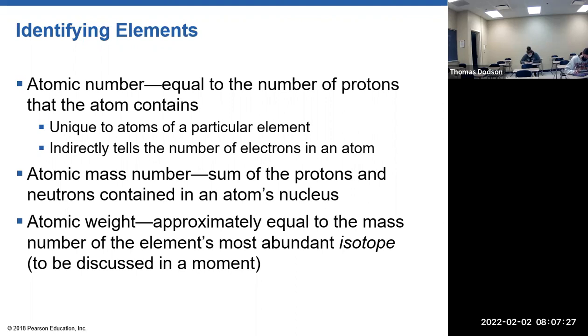The atomic mass is your sum of protons and neutrons. And the atomic weight is approximately equal to the mass of the element's most abundant isotope. And we're going to get to what an isotope is in a second.